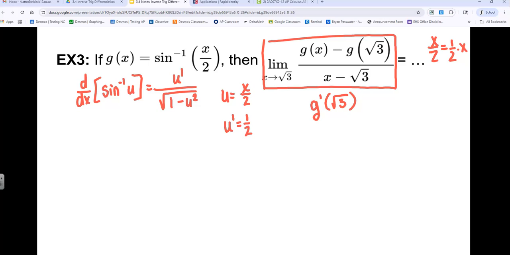So this is going to be a little worse than the others because we do have some fractions and stuff in here. But it's not terrible. So we want to do g prime of x first. Do not plug in that square root of 3 yet. Okay? If you try to do it now, you're going to mess things up. Just go straight derivative in terms of x. So u prime is 1/2.